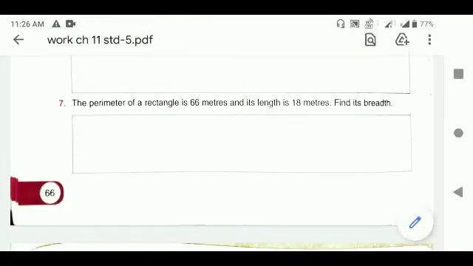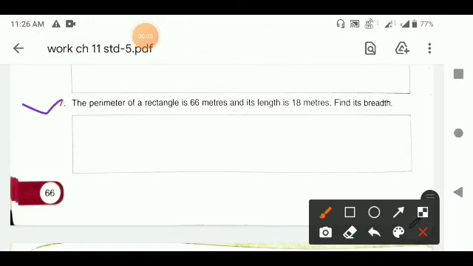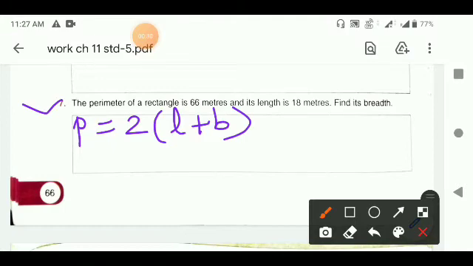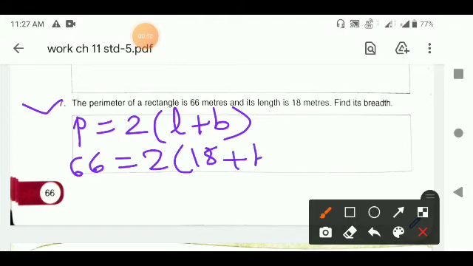Here question number 7 is, the perimeter of a rectangle is 66 meters and its length is 18 meters. Find its breadth. Student, here perimeter is given and length is given, and we have to find out breadth. So we have to use the formula of a rectangle to find out the perimeter. So perimeter is equal to 2 into length plus breadth. Perimeter is given here 66 meter and length is given 18 meters. Breadth is not given, so we will write b here.